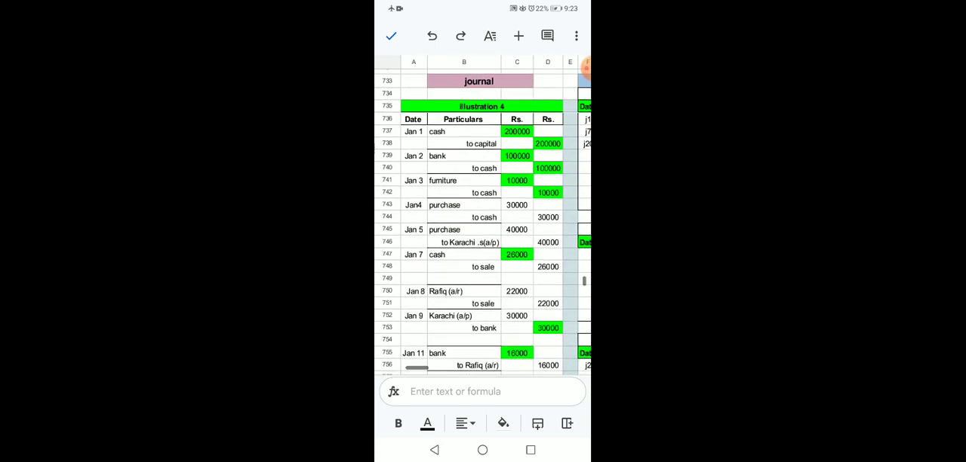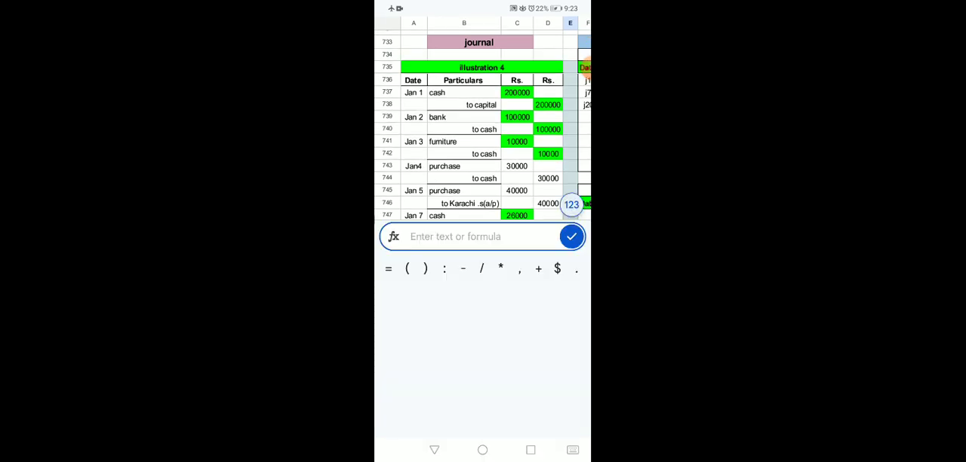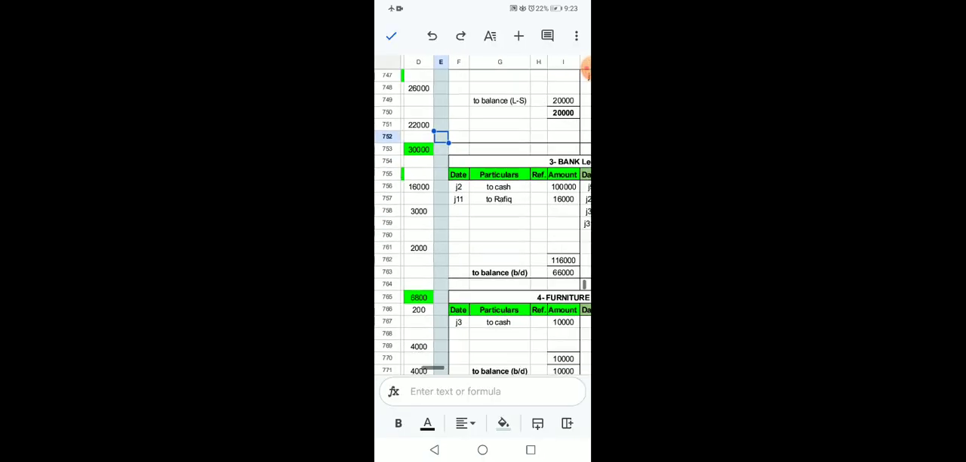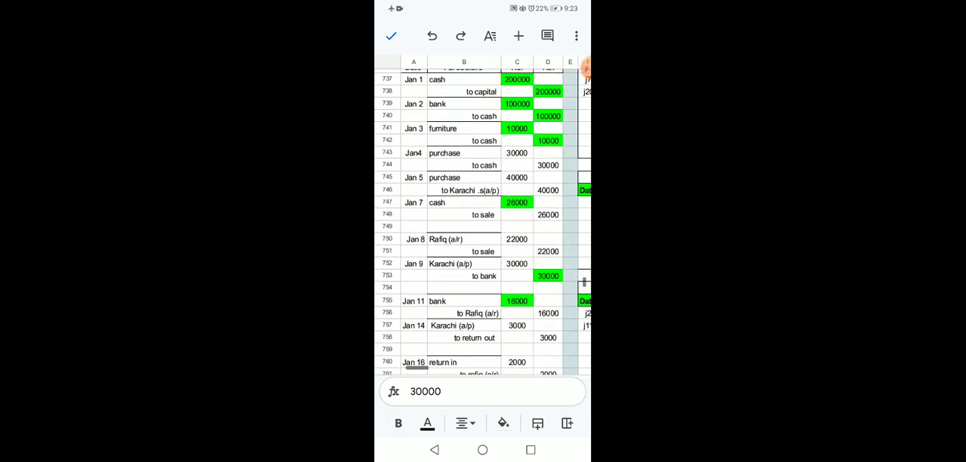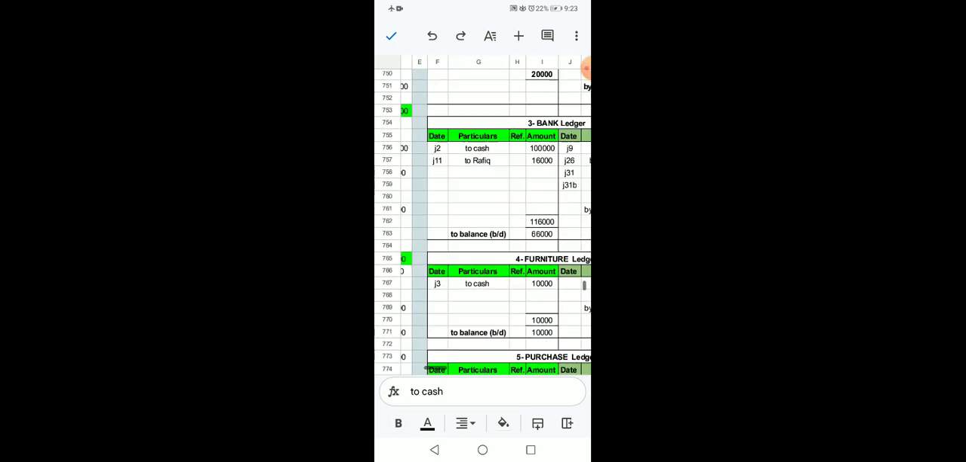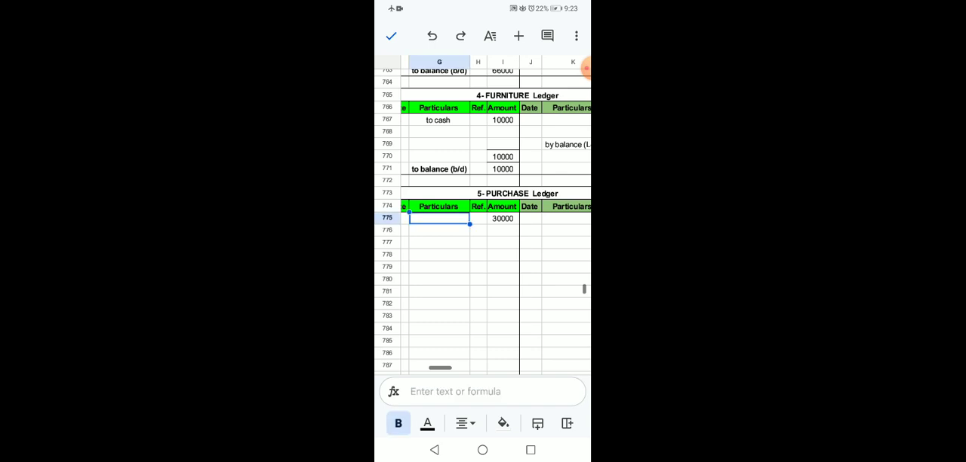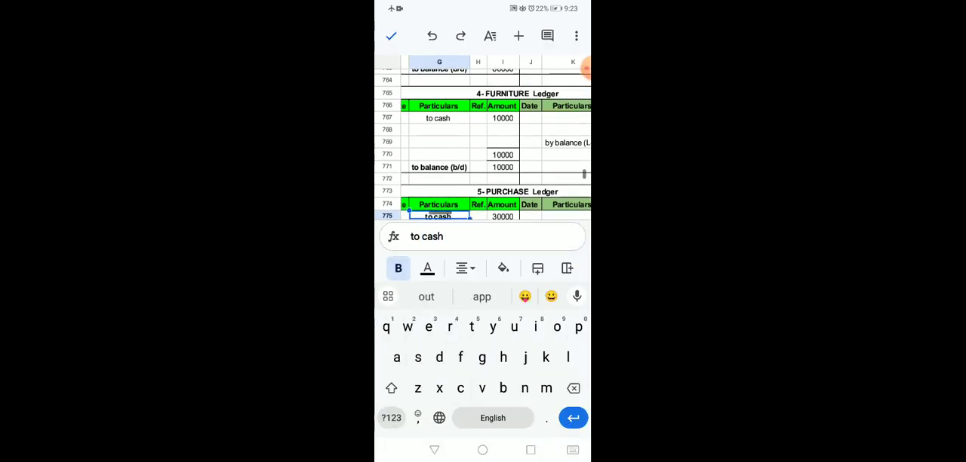Okay, first three entries are already completed. January 4, we have found out the purchase, and purchase is debited by 30,000. So we will go to the debit side of the purchase and write 30,000 on the debit side. Now see what its reference is. Cash is written on the opposite side, so you are going to put To Cash on the opposite side.